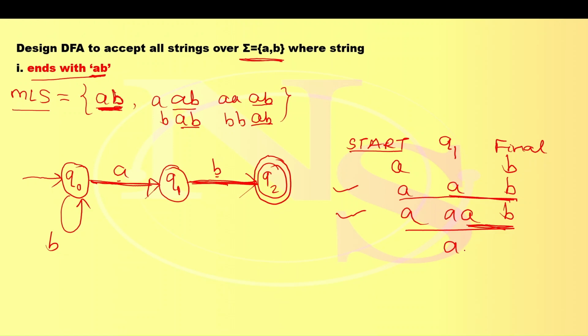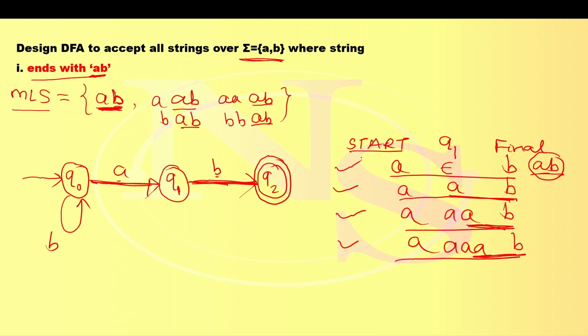Suppose Q1 is trying to find a transition for AAA: starting to Q1 A, Q1 to final B as it is. Is this valid? Yes, again ending with AB. So all these are valid strings. It may happen that at Q1 no A's are coming. No A means what? Epsilon, 0 number of A's. Still this string becomes valid because A epsilon B becomes AB, as epsilon is the empty string. Again the string is ending with AB. This is also a valid string.